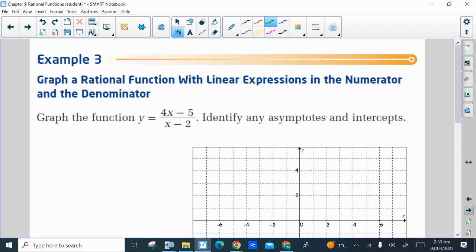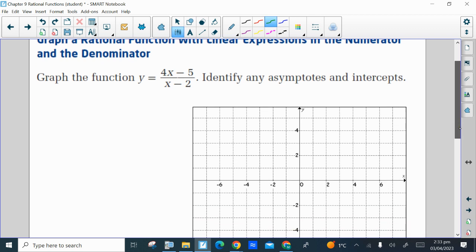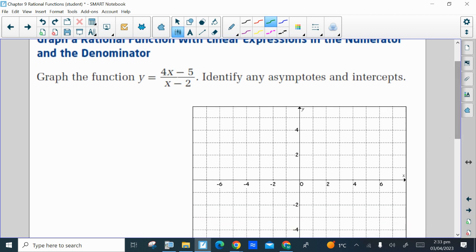Okay, so here's a new one, a little bit different. We can see, though, that x cannot equal 2. It's just in a slightly different format. Okay. So we can see here, because we have a non-permissible value at x equals 2, that's where our vertical asymptote will be.